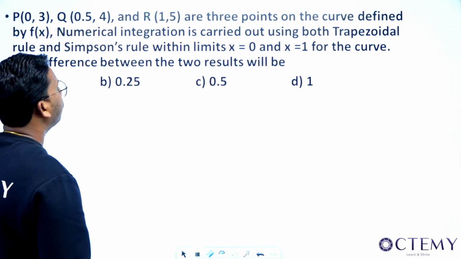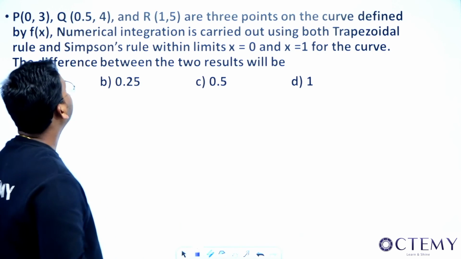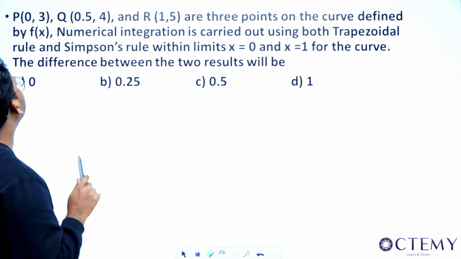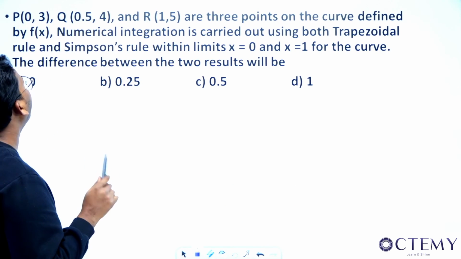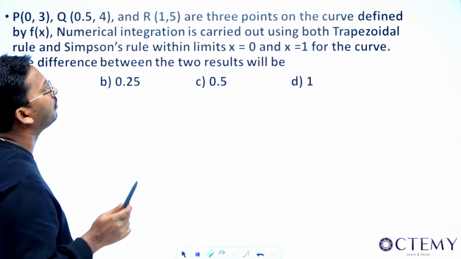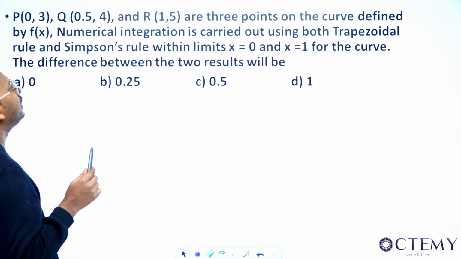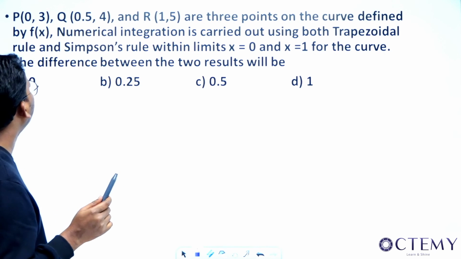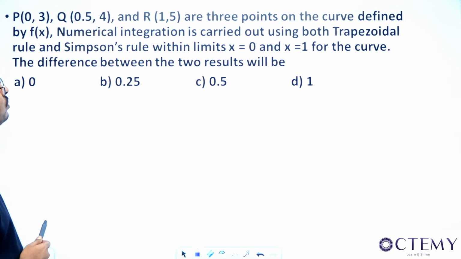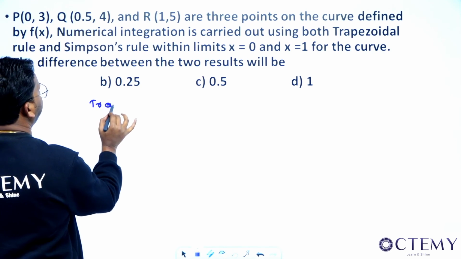Next, there is one more question. What is the question? The question is something like this. He is saying that P is a point (0, 3), Q is a point (0.5, 4), R is a point (1, 5), three points on the curve defined by the function. Numerical integration is carried out using both the trapezoidal rule and Simpson's rule using the limits 0 to 1 of the curve. The difference in, okay. So let us find it using trapezoidal.